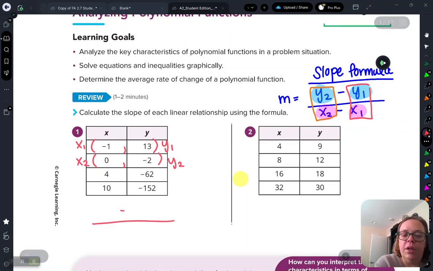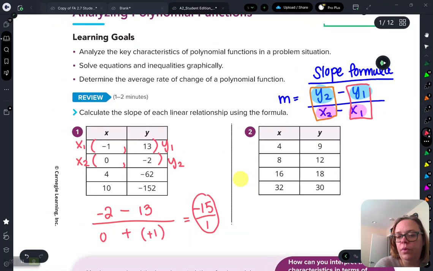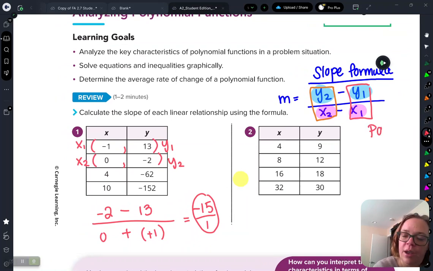Plugging it in, I would have negative 2 minus 13 and 0 minus negative 1. That's going to give me negative 15 over positive 1, because 0 minus negative 1 is really 0 plus 1. And there's my slope. Go ahead and pause it and try the second one. Pick any 2 points and find the slope of the line in this table.